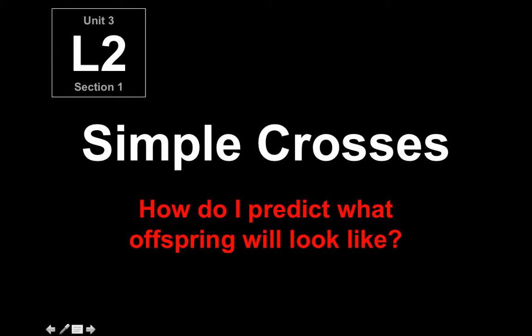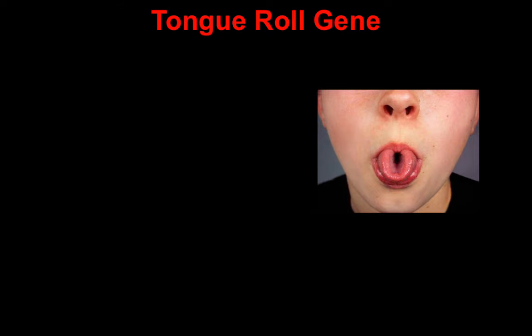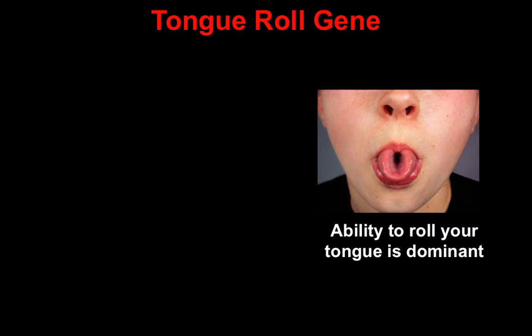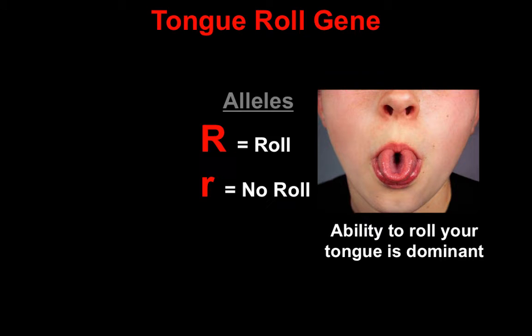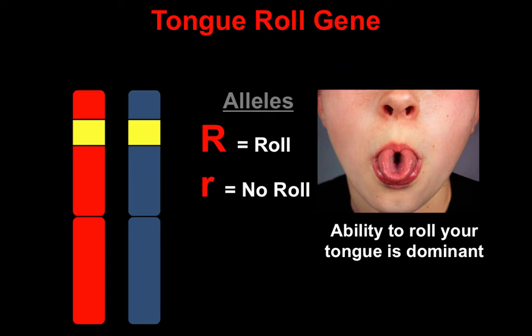In this video, we're going to look at how you predict what offspring are going to look like with these genetic crosses. So let's look back at our tongue roll gene. Remember, rolling your tongue is dominant, so we use a big R for can and a little r for can't.